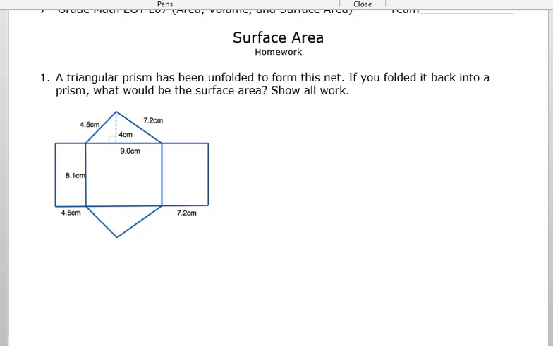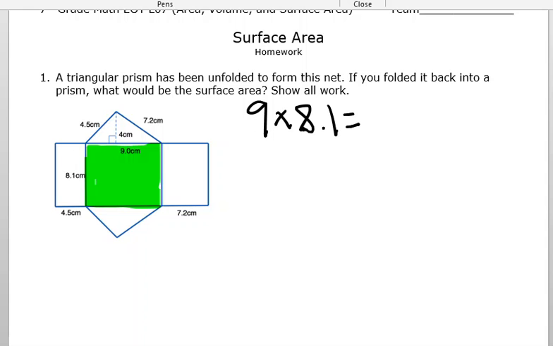All right, so I'm taking a look at this triangular prism, which is very similar to the one that we just saw. Only now I have some decimals that I'm dealing with, which is not scary for us at all. And so I'm going to do the same thing. I'm going to start with my base here of what would be this triangular prism when I fold it back together. And I have 9 centimeters by 8.1. So I'm going to do 9 times 8.1.